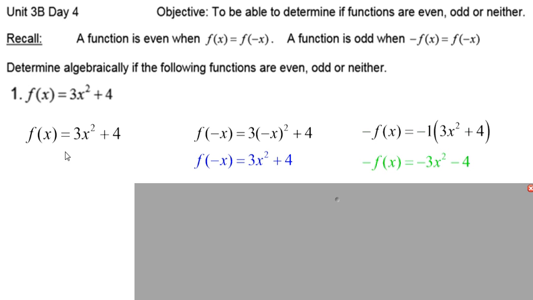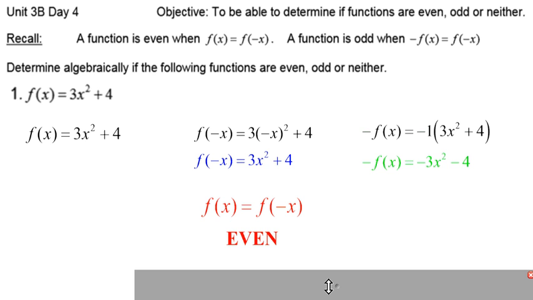So we want to see, do any of these transformations match our original function? And here we can say when we take the opposite of our input, it matches the original. Well, when that happens, we know we have an even function. So our function f of x equals 3x squared plus 4 is even.